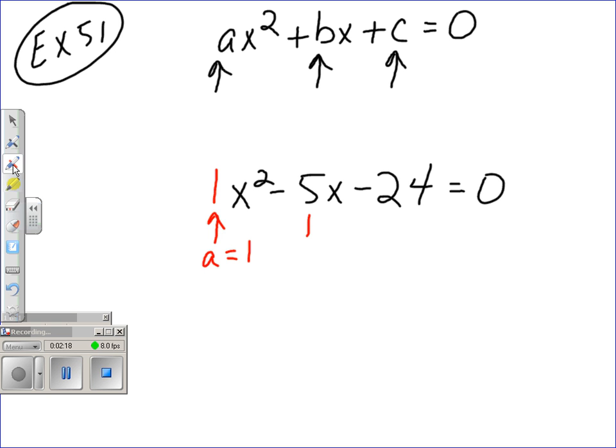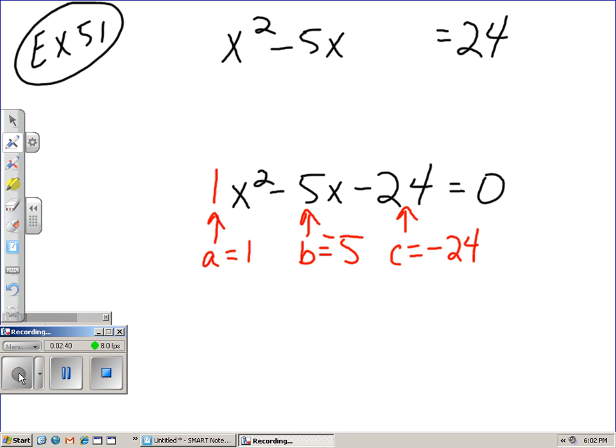Now b is your number in front of the x. And here's what people mess up a lot. They think it's 5. It's actually negative 5. See that minus sign in front of it? That's a b is a negative 5. And by the same token, your number out here on the end is your c. And it's not a 24. It's a negative 24. So you have to be careful about that.